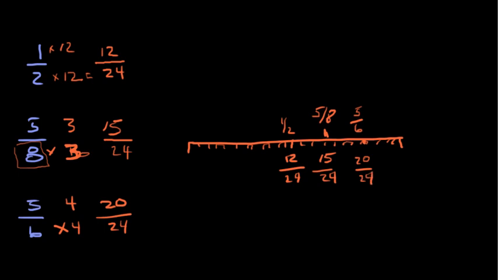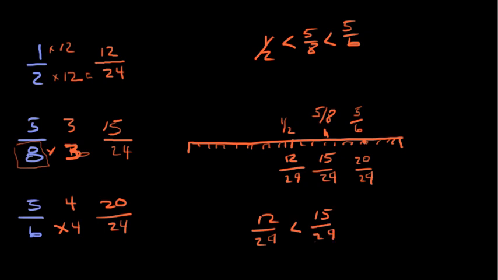And so you can see it's 1/2 is less than 5/8, which is less than 5/6. Or you could do it this way. 12 24ths are less than 15 24ths, which is less than 20 24ths.